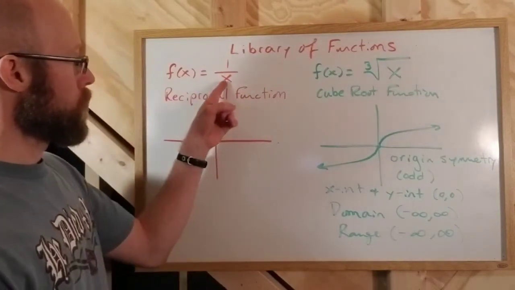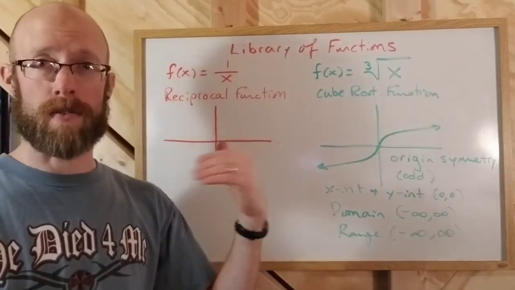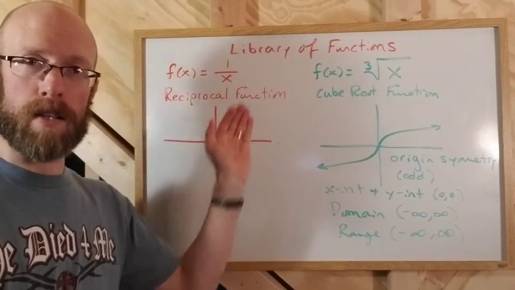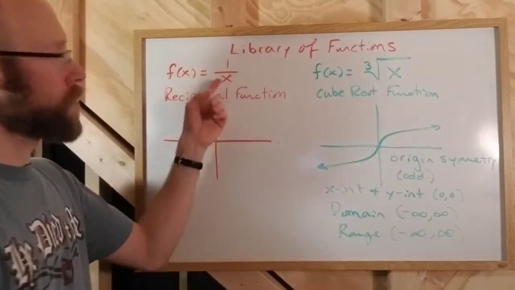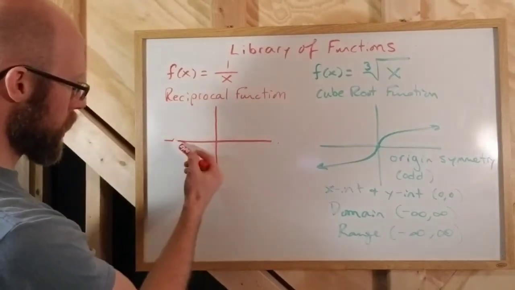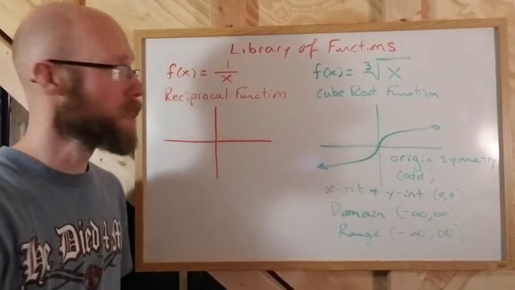One thing to remember though, when you plug in a positive number, 1 over a positive, positive over a positive is positive. So you're going to get points in the first quadrant because you plug in a positive, you get out a positive. Also with negatives, if you plug in a negative, 1 over a negative is negative. And so if you plug in a negative, you get out a negative. So you're only going to have points in the first and third quadrants on this one.